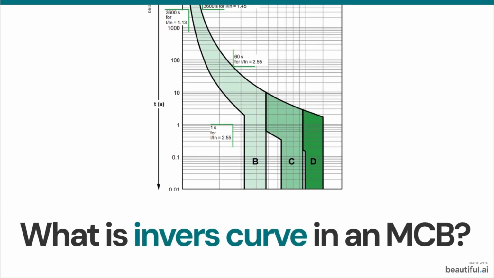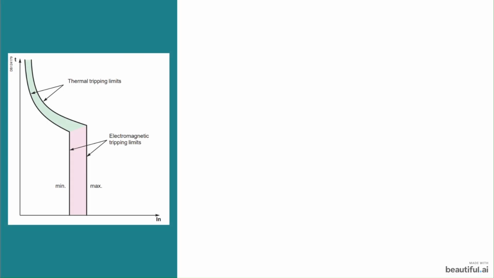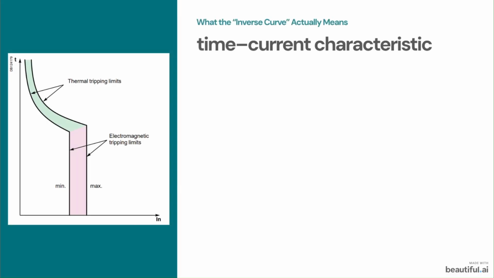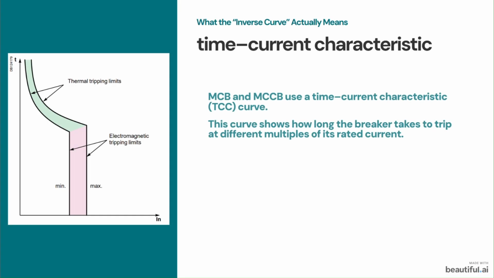What the inverse curve actually means. MCB and MCCB use a time current characteristic TCC curve. This curve shows how long the breaker takes to trip at different multiples of its rated current.